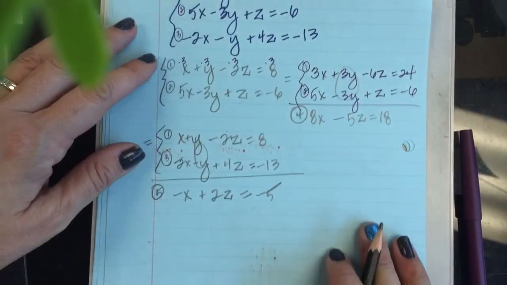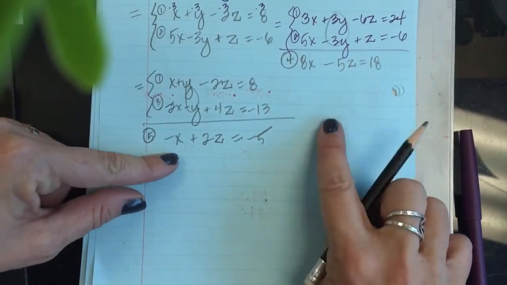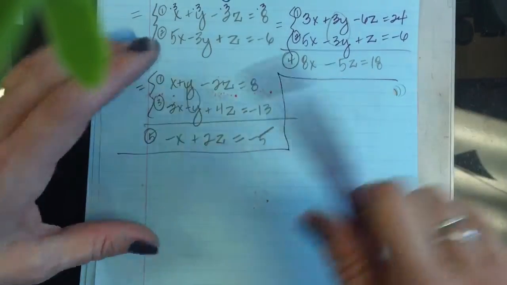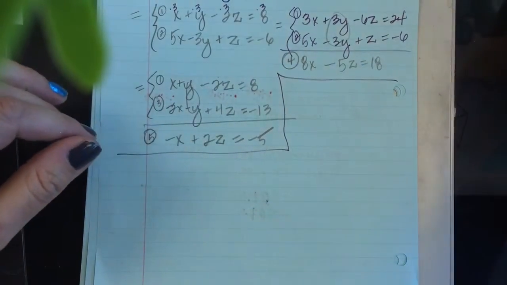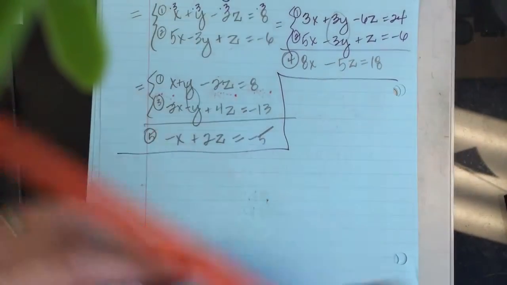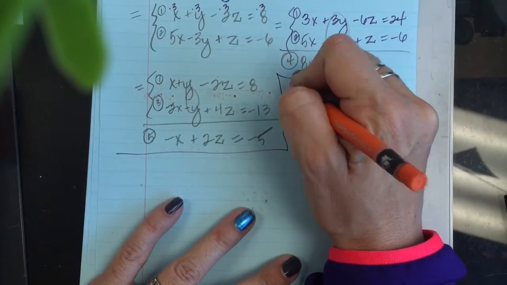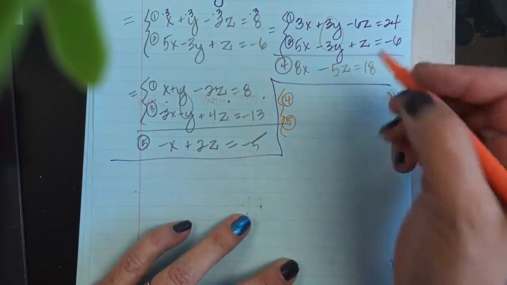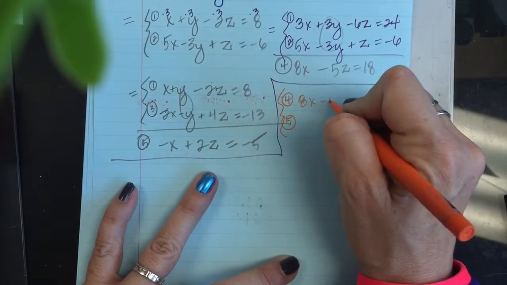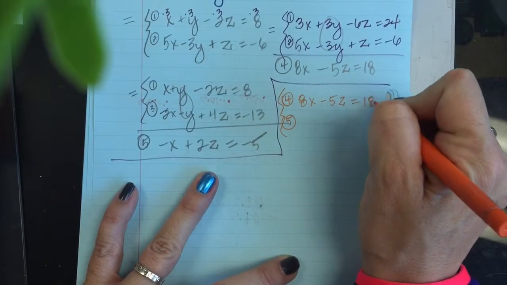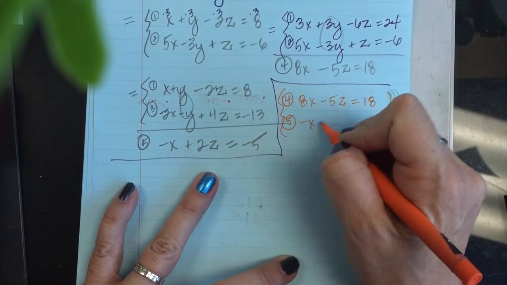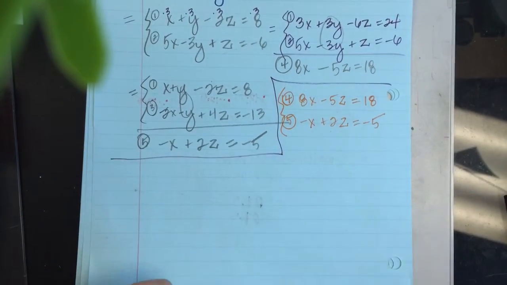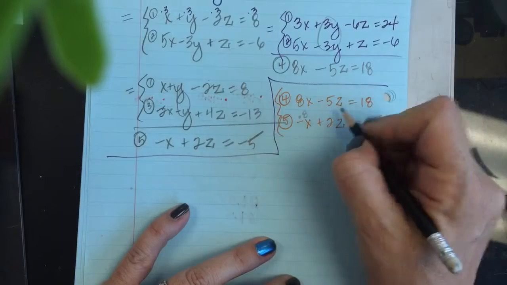So now I need to go and eliminate a variable by putting together equations 4 and 5. I'm moving into my next step where I'm going to try to get down to one variable. I've eliminated the y. Now I'm going to use equations 4 and 5 and see what I can do to eliminate another variable and continue with solving. 4 is 8x minus 5z equals 18. 5 turned out to be negative x plus 2z equals negative 5. I'm thinking I'm just going to take this second equation and multiply it by 8 to get rid of the x's.